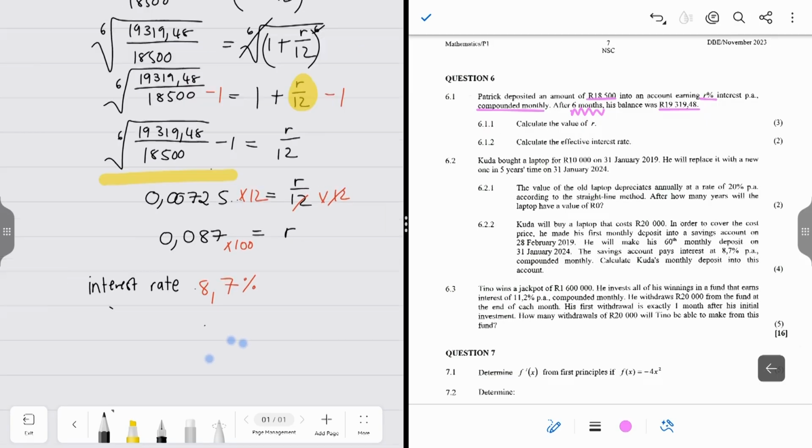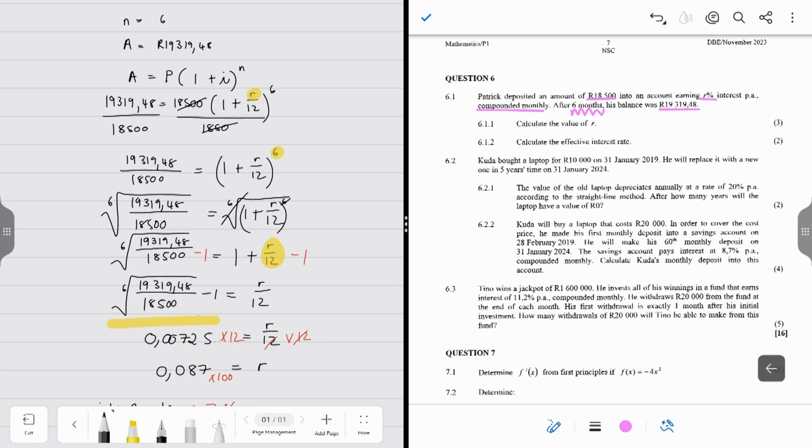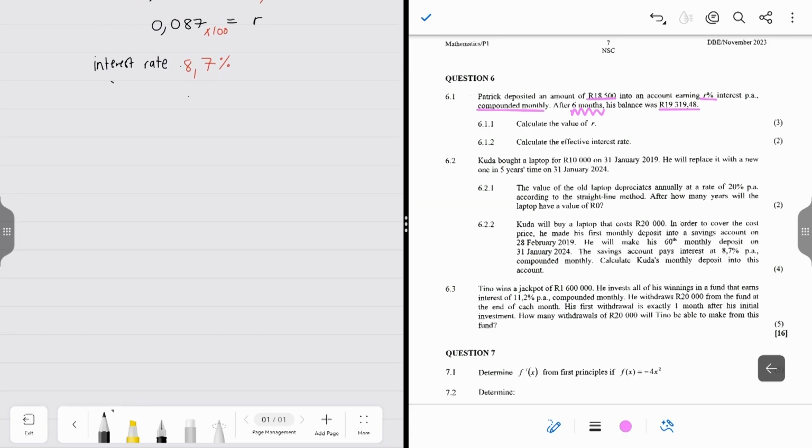Okay, so we used our grade 11 formula, which is A equals P bracket 1 plus I to the power of N. Okay, now we're going to move on to question 6.1.2. The question says, calculate the effective interest rate.